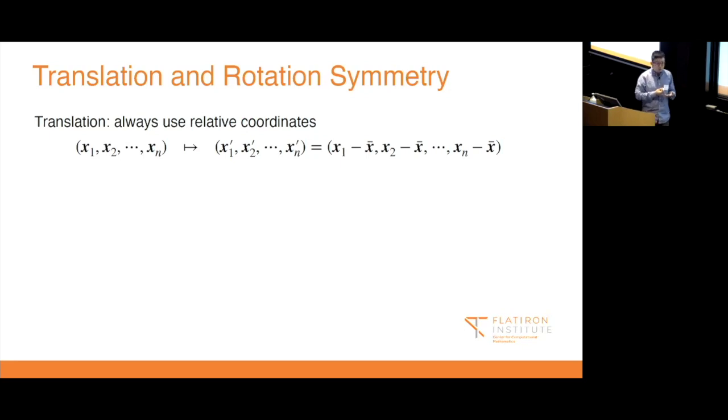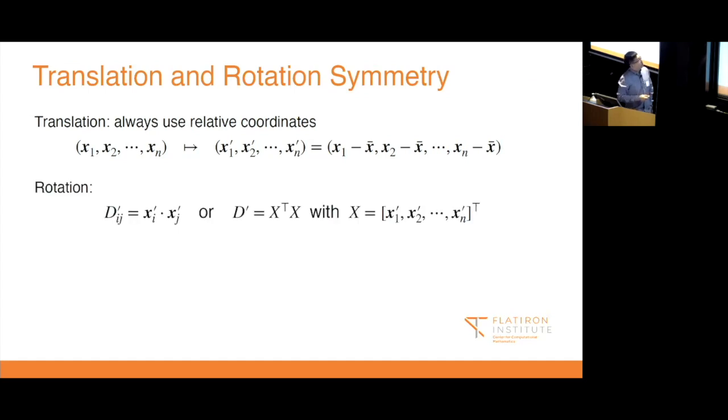Then your input information would always be invariant under translation. For example, you can compute a certain center of your coordinates denoted by x bar. Then instead of using x1 to xn, you use x1 minus x bar, through xn minus x bar. This information is already translation invariant. So this is simple to achieve.